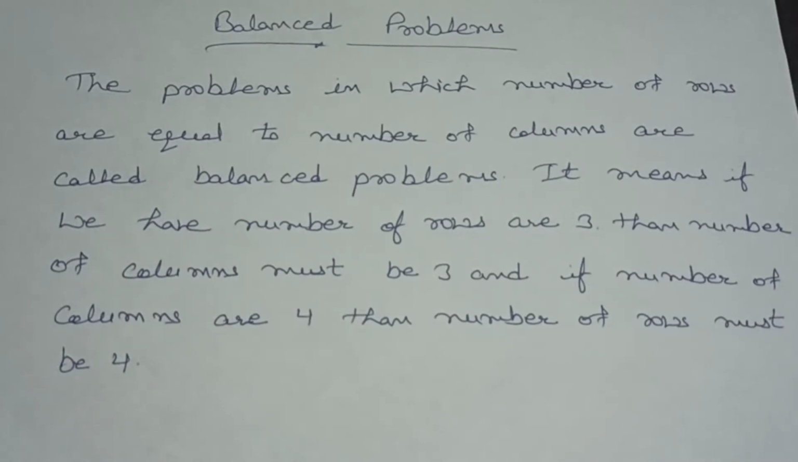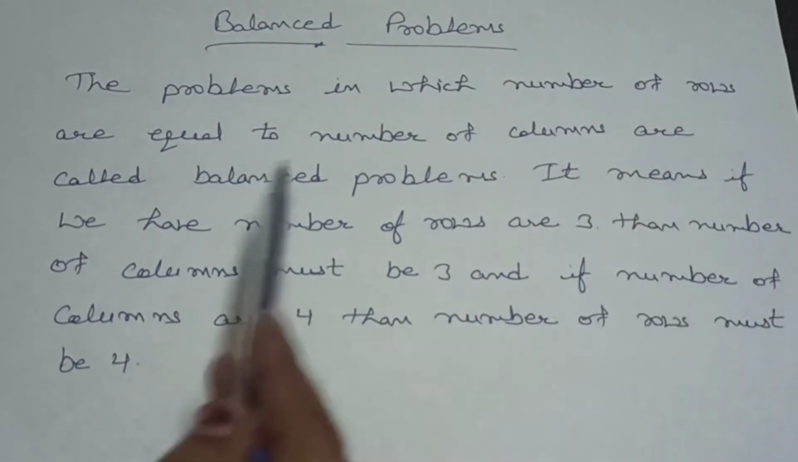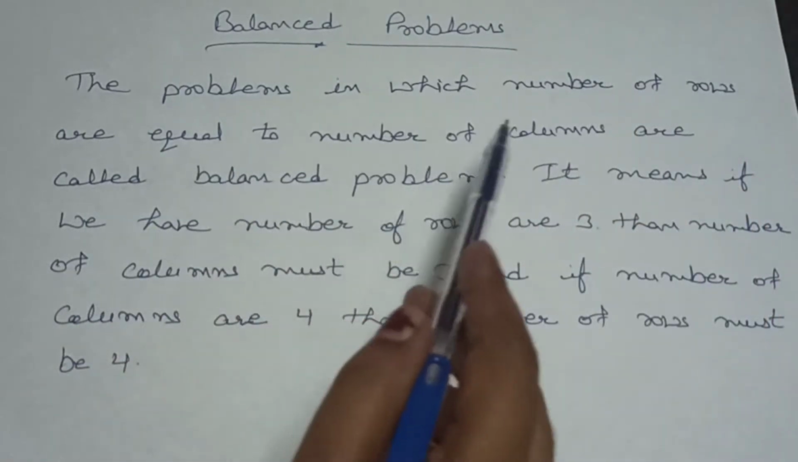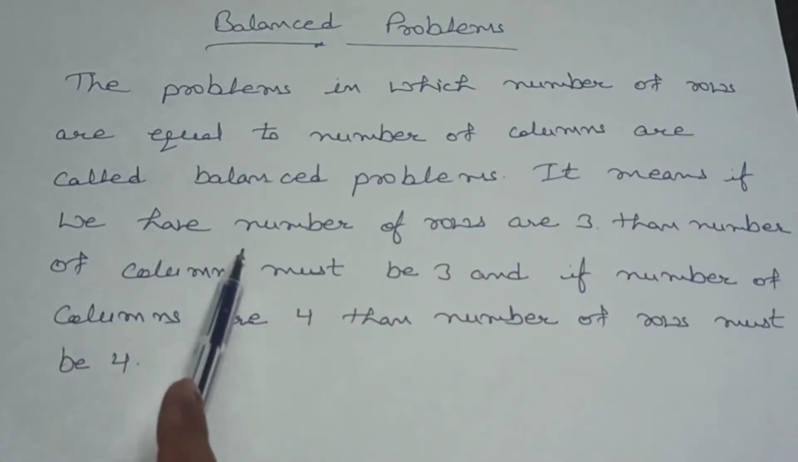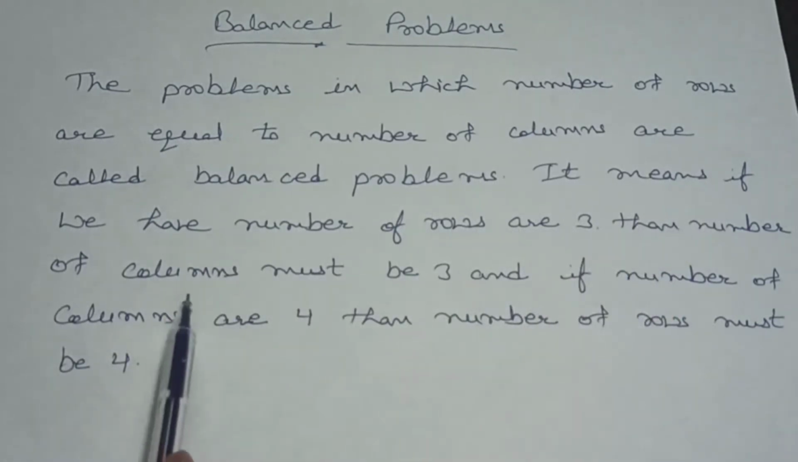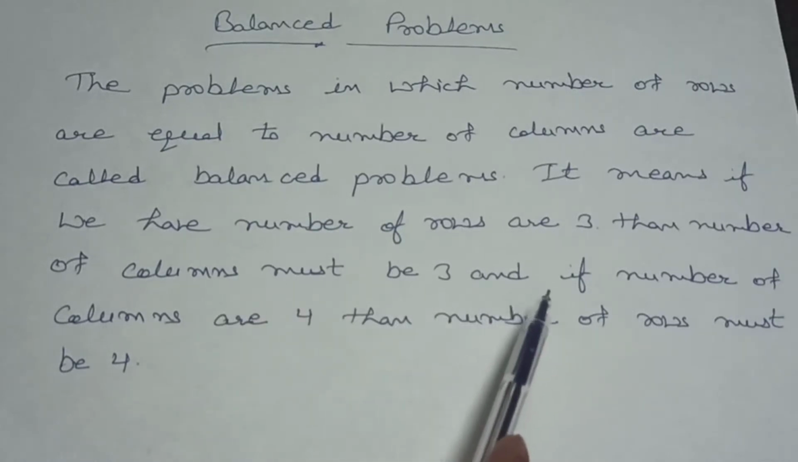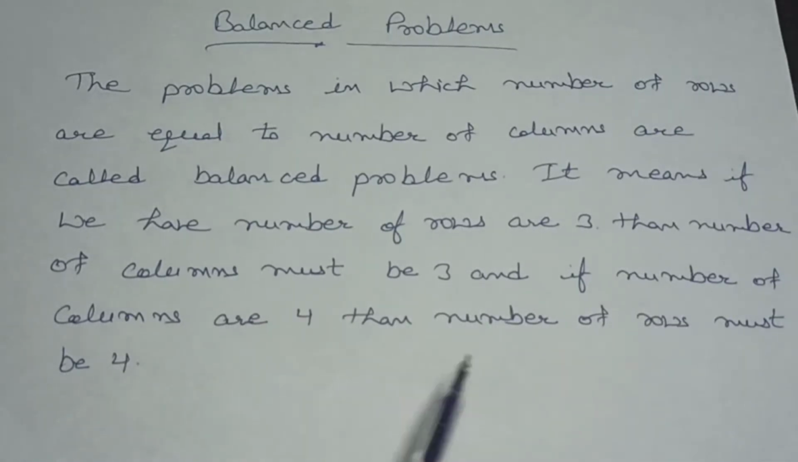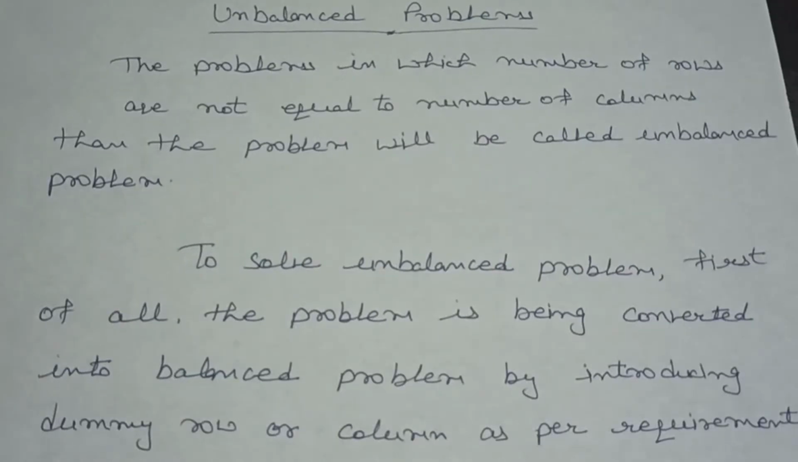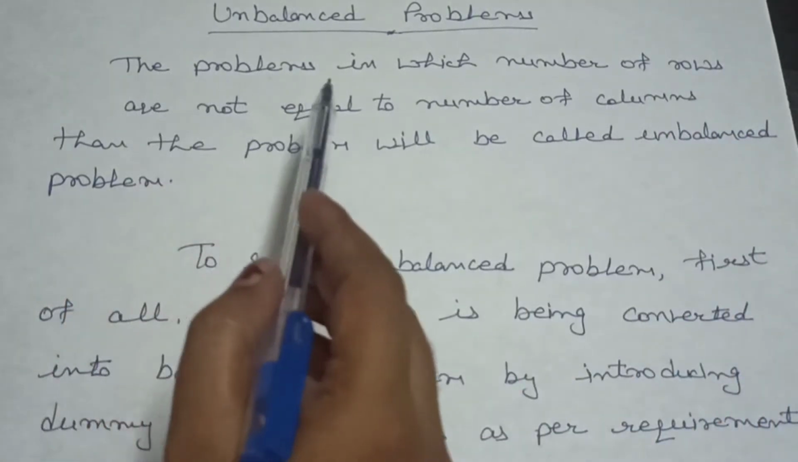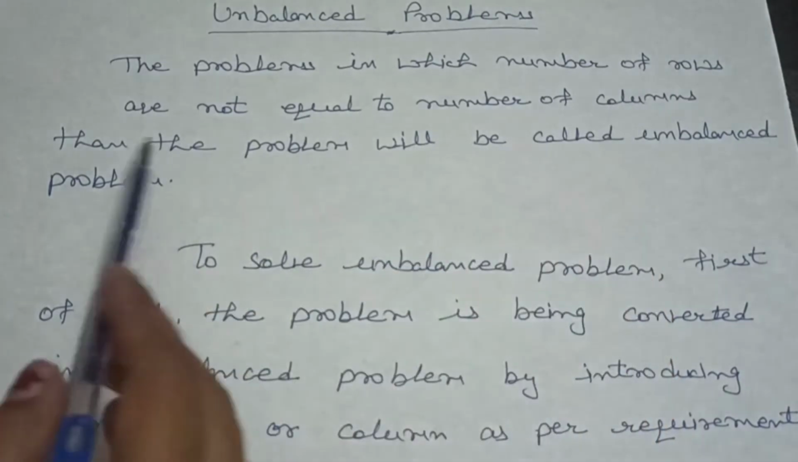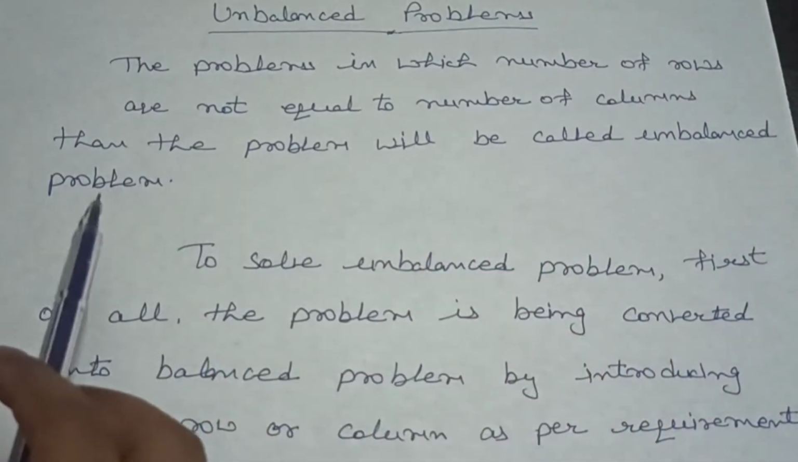The problems in which the number of rows is equal to the number of columns are called balanced problems. It means if we have 3 rows, then the number of columns must be 3. And if the number of columns is 4, then the number of rows must be 4. And what are the unbalanced problems? The problems in which the number of rows is not equal to the number of columns will be called unbalanced problems.